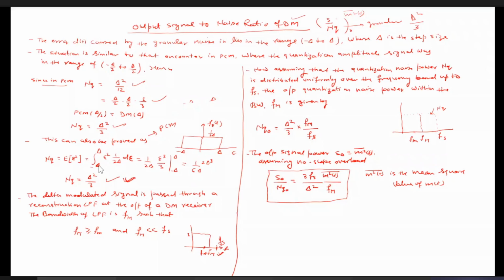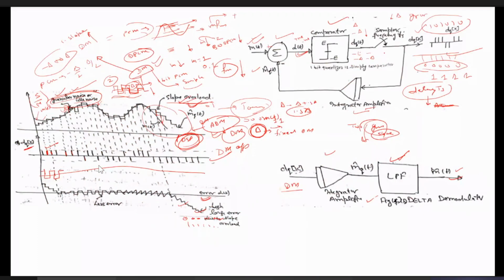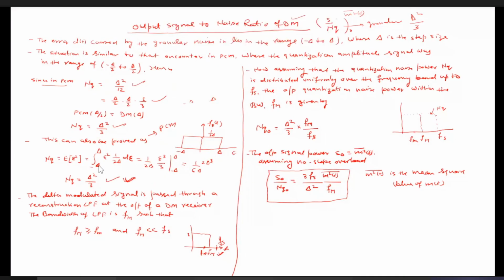Why will it lie somewhere here? Because the sampling frequency we take is twice the maximum frequency of the message signal. So F_M lies in between f_m and f_s. If it lies in between, then what happens? The quantization noise at the transmitter side, because of the high sampling rate, gets continuously distributed over the frequency range up to f_s.